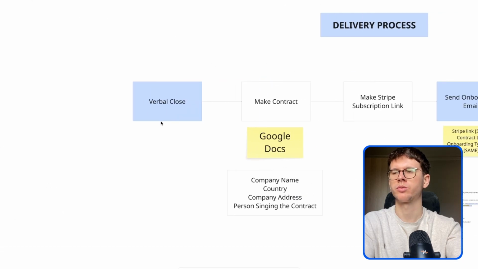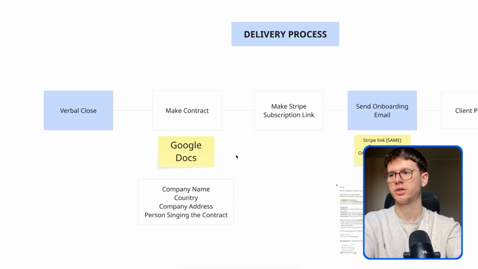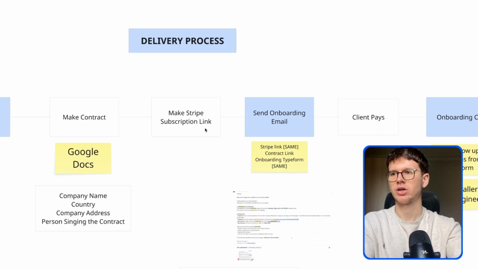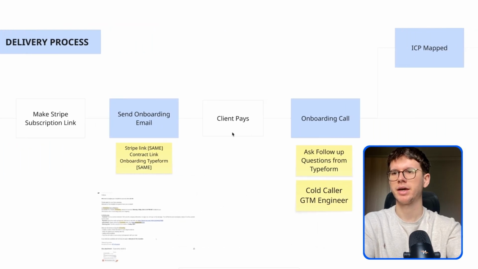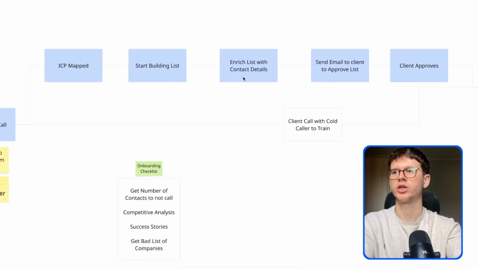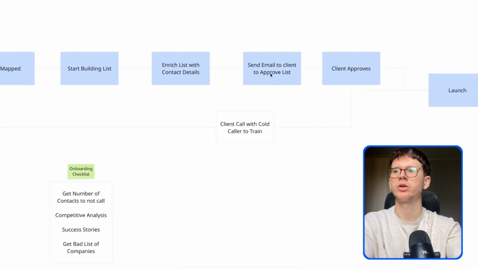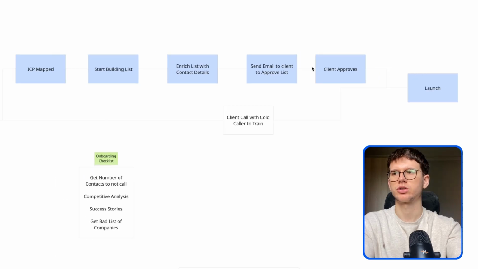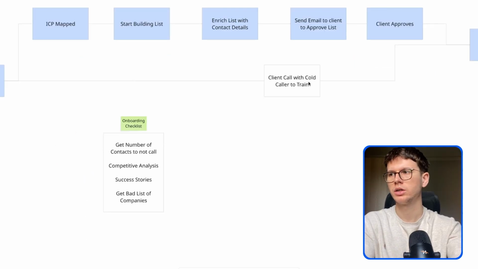So the delivery process starts with a verbal close. The contract needs to have this. Then you make the Stripe link, you send an onboarding email, the client pays, onboarding call, and then you start the whole process. So ICP mapped, start building list, enrich list with contact details, send email to client, approved, and then launch. And then you also have the client call with the cold caller to train them.